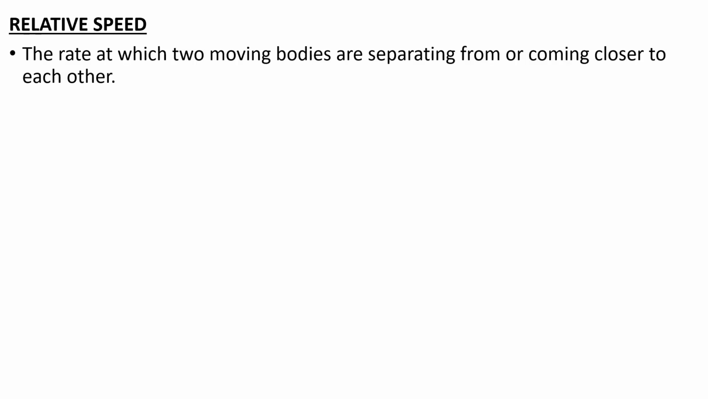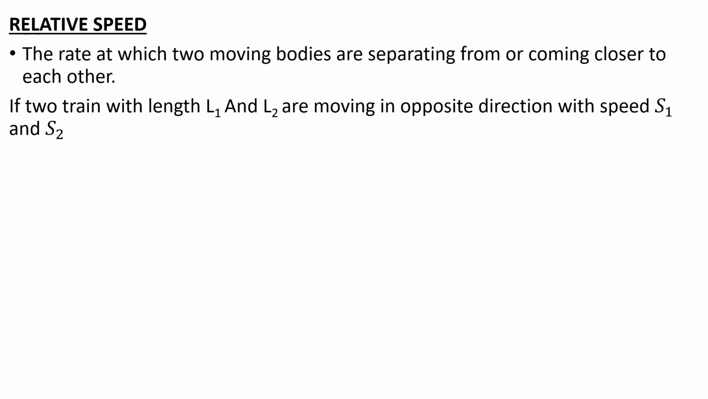Next is relative speed. It is the rate at which two moving bodies are separating from or coming closer to each other. Suppose there are two trains with lengths L1 and L2 moving in opposite directions. This is case 1. If they are moving in opposite directions with speeds S1 and S2 respectively, then the relative speed of the trains is S1 plus S2.